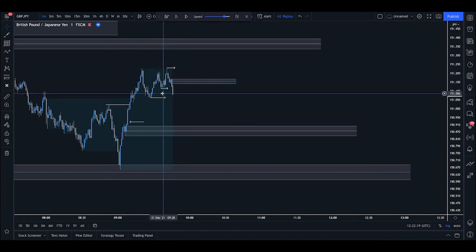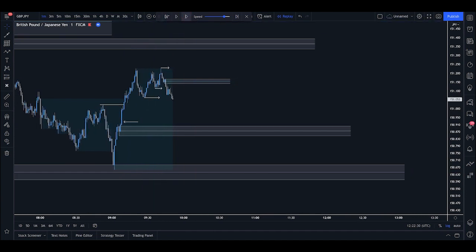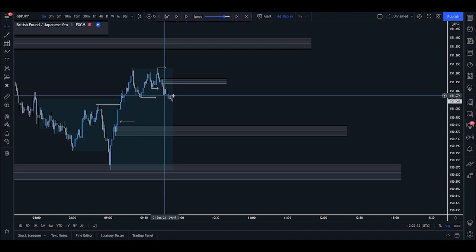If we do break down though, that shows demand failed, and it shows 1, 2 breaks of structure, leading us into an imbalance where we could trade into this area here. So just to let price play out a little bit, we do see a breakdown of that secondary low, as we can see happening now.